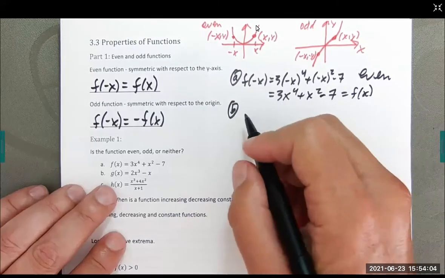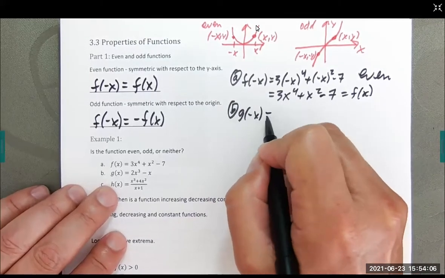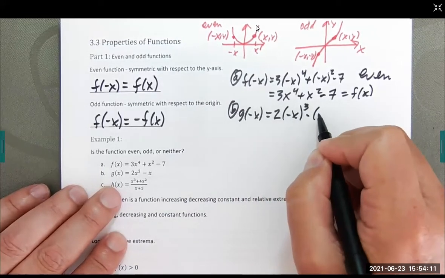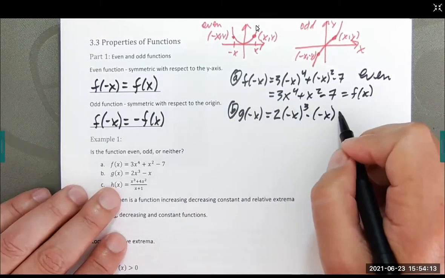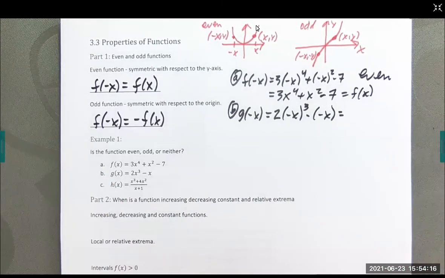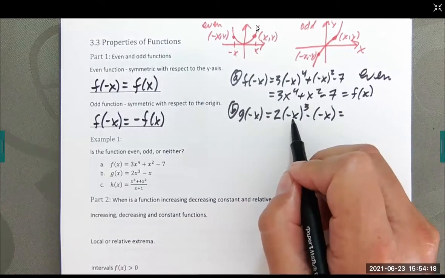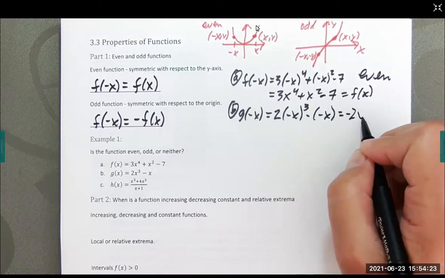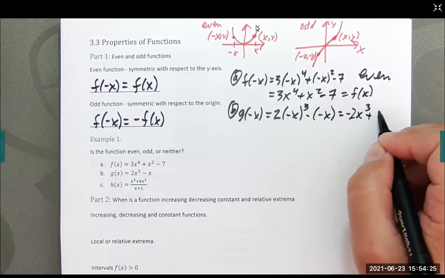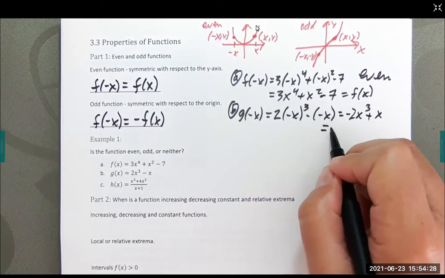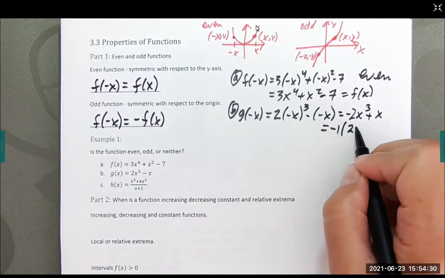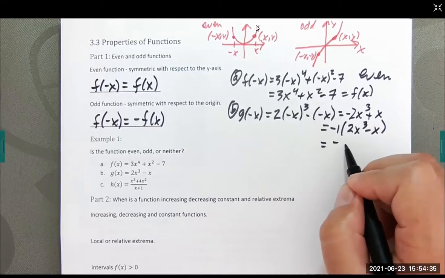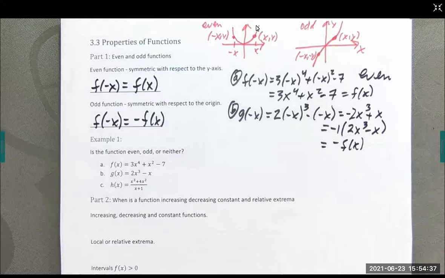Part B, let's do the same thing. g of negative x is 2 times negative x to the third minus negative x. So this still becomes a negative x cubed. So this becomes negative 2x cubed plus x. And I want to point out, I can factor out a negative 1. And this is negative g of x. So this is odd.